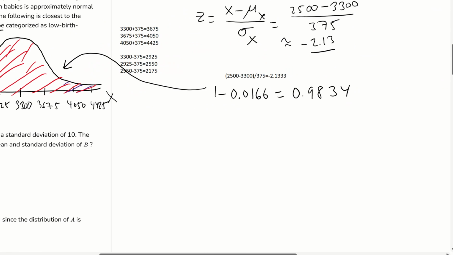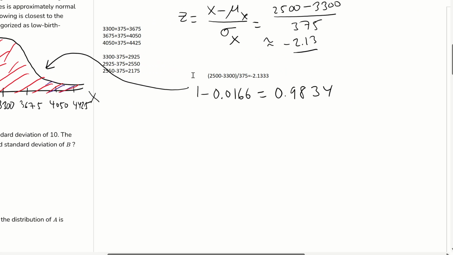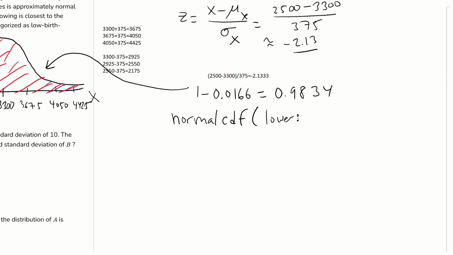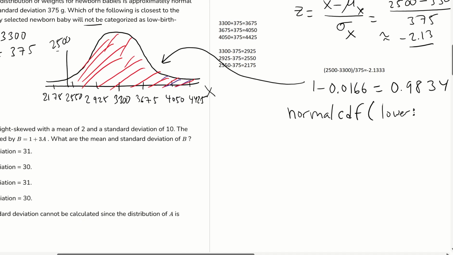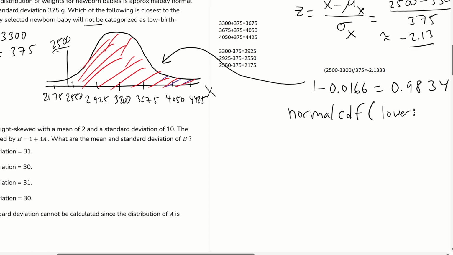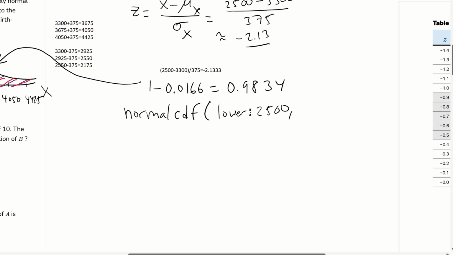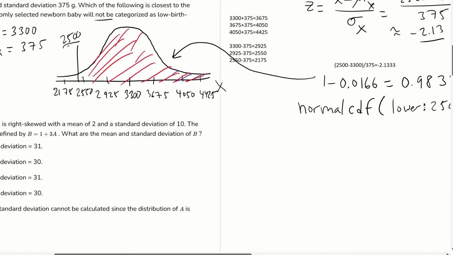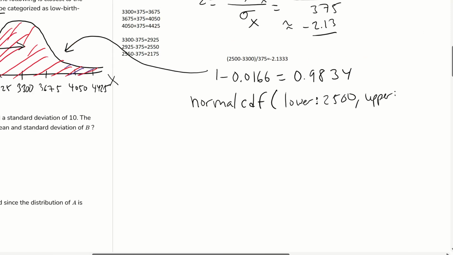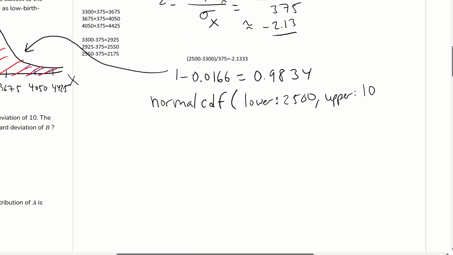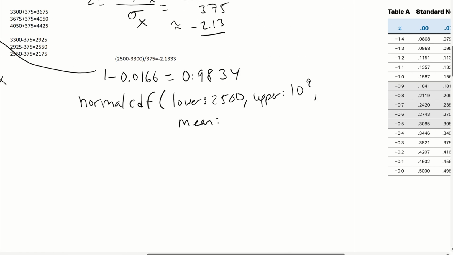But we're going to show you how to do this on the calculator as well. So remember, you're going to use normal CDF. Then you're going to type in lower. The lower value here is, well, remember, you're going from 2,500 and on, right? So your lower is 2,500. Your upper is basically infinity because it's from here on, right? So it's going to be a really big number, like 10 to the 9th power or something like that. And then your mean is 3,300.